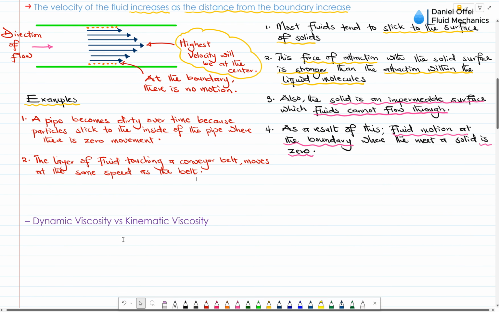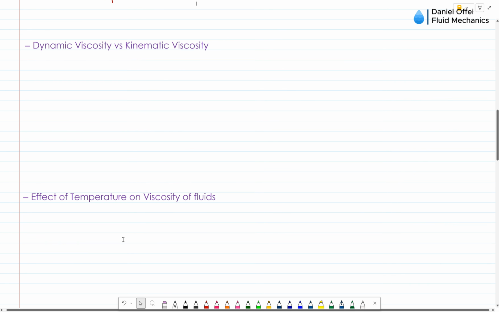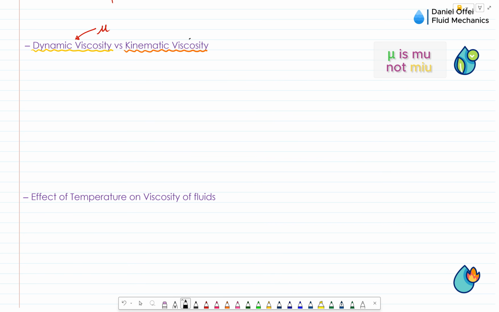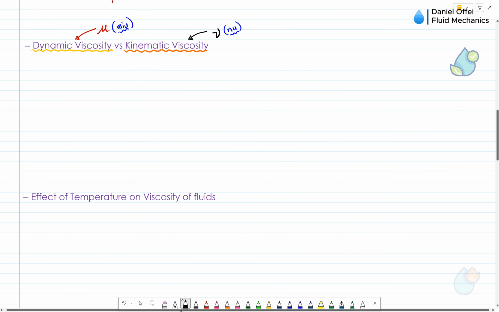So what we have seen so far is known as dynamic viscosity. There is another one called kinematic viscosity. So let's look at the difference between dynamic viscosity and kinematic viscosity. Dynamic viscosity is represented by the Greek letter mu, and kinematic viscosity is represented by the Greek letter nu. So let's look at the difference. Dynamic viscosity measures the internal resistance of a fluid as it is affected by shear forces or shear stress, or when it is flowing.